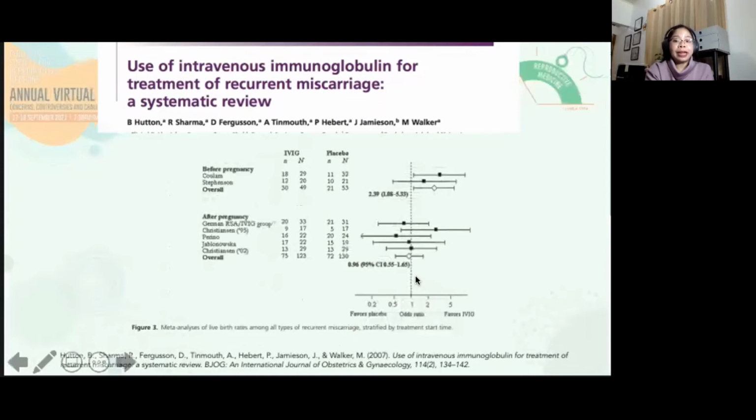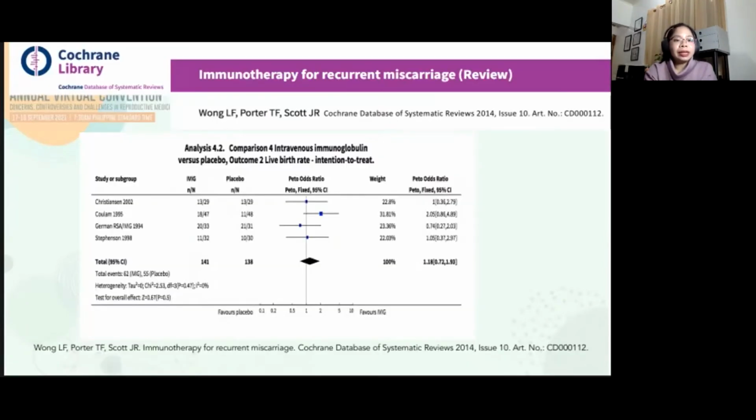Now, trials were also stratified according to whether therapy in patients was begun prior to pregnancy or following the achievement of pregnancy. As you can see here, in the 5 studies beginning treatment after conception, IVIG did not produce a significantly improved live birth rate compared with placebo. In these 2 studies that started therapy prior to conception, women receiving IVIG had an increased live birth rate. Now let's take a look again at that Cochrane systematic review and meta-analysis by Wong et al. in 2014. This forest plot shows us that there is actually no significant difference in the live birth rate of patients who were given IVIG versus those given a placebo treatment.